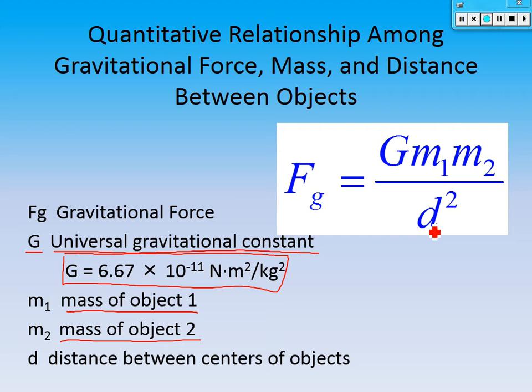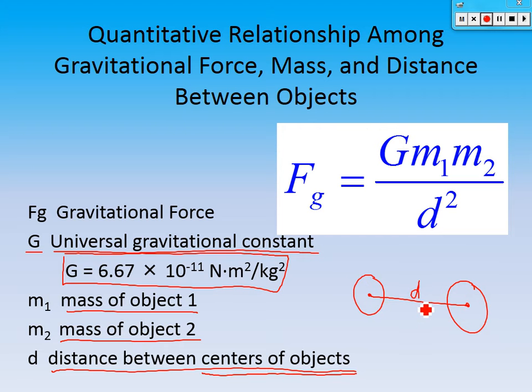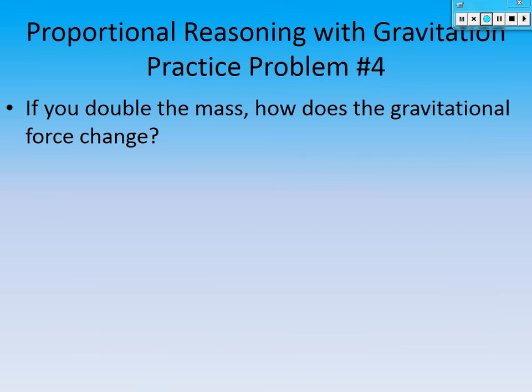So d is the distance between those two objects, and it's the distance between the centers of the objects. If we're talking about two planets, we go from the center of the objects, and that's what we're going to measure as the distance. And always remember, you have to square the distance. So there's this inverse square law happening in this equation. Okay, there's just an overview of using Newton's universal law of gravitation. Let's see how we'll actually use it though.